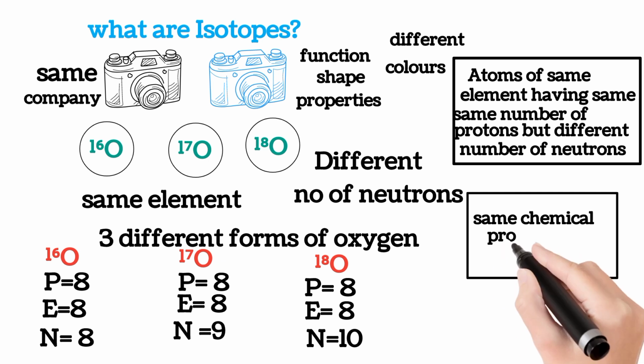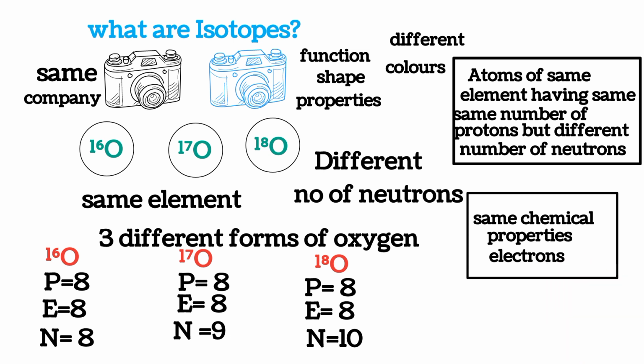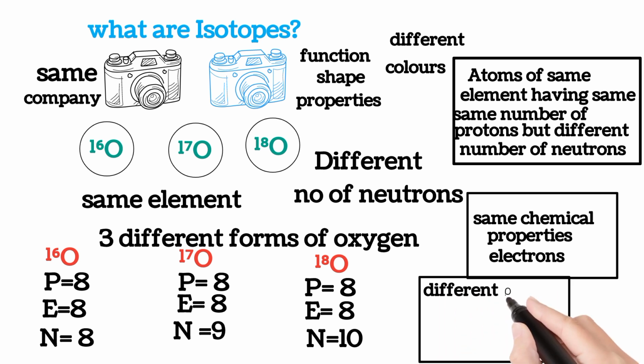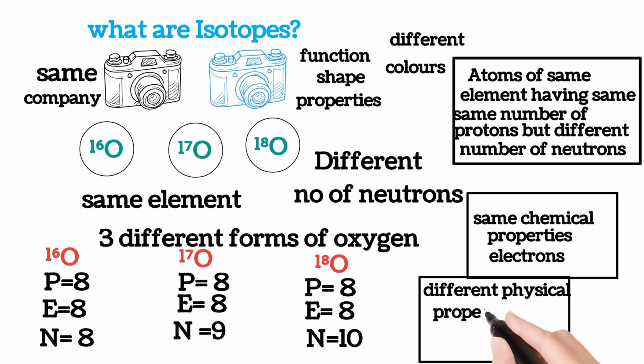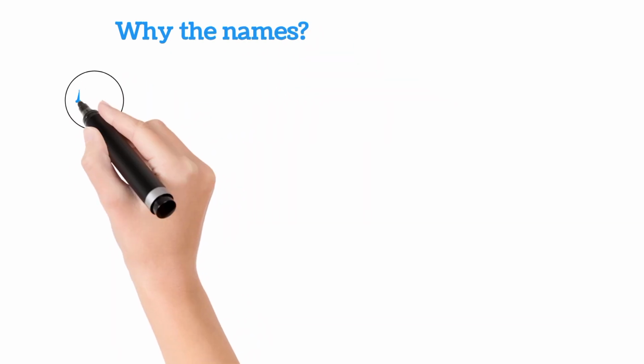So isotopes will have the same chemical property because they have the same number of electrons. But they will have different physical properties because they have different number of neutrons. Different number of neutrons give rise to different physical properties. Same electrons give rise to same chemical properties.